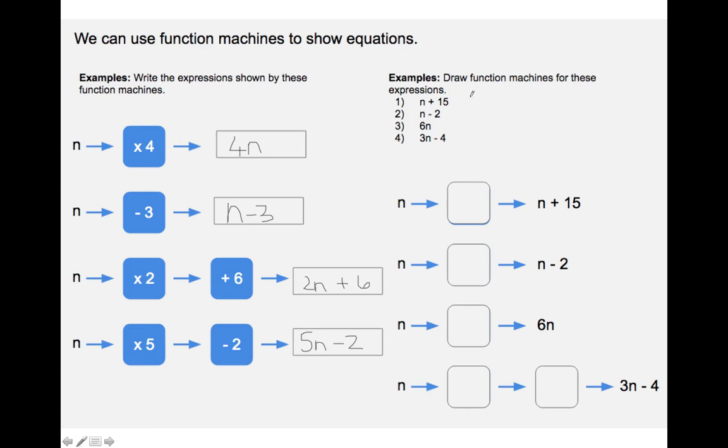And now we need to draw function machines for these expressions, n plus 15. So there's the expression. All the machine has done to the n is added 15. What's happened here? All the machine has done is subtracted 2. N has become 6n. All the machine has done is multiplied by 6. This one's slightly harder. N has become 3n minus 4. So first of all, it's times to the n by 3. And then it's taken away 4.